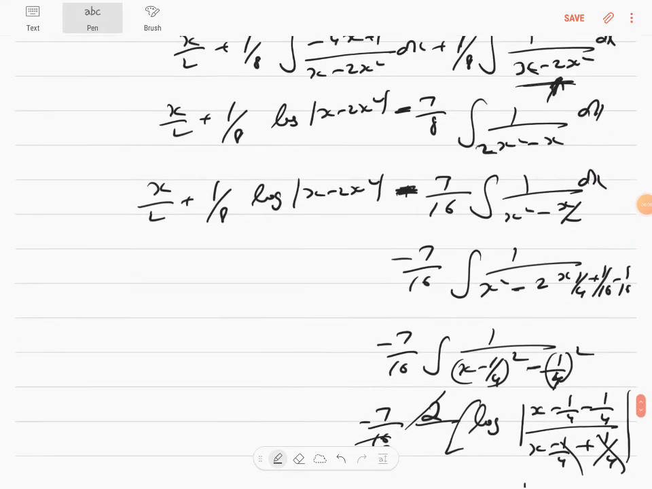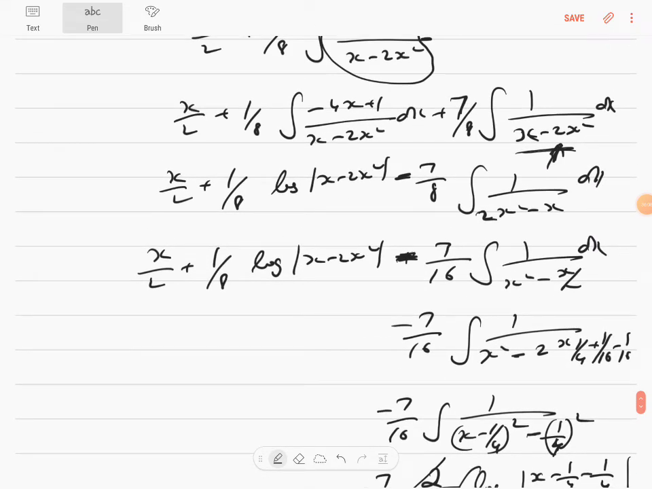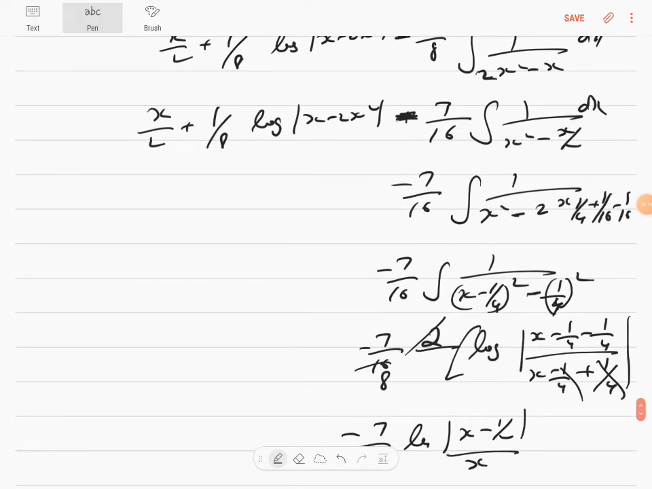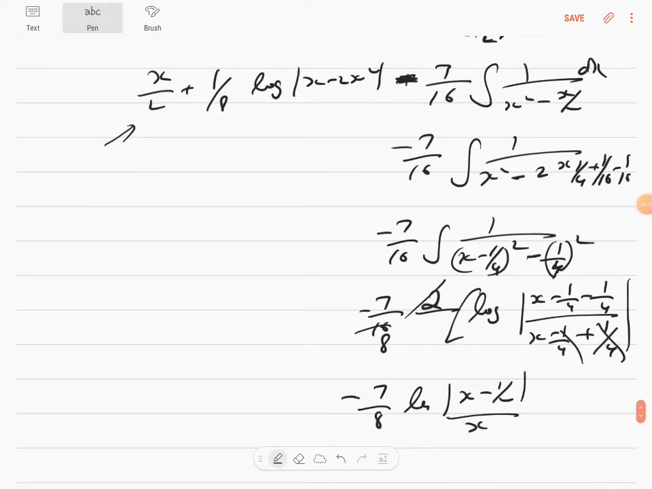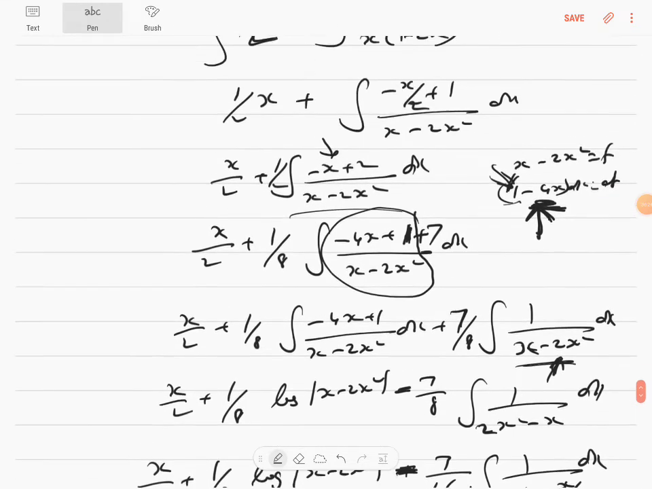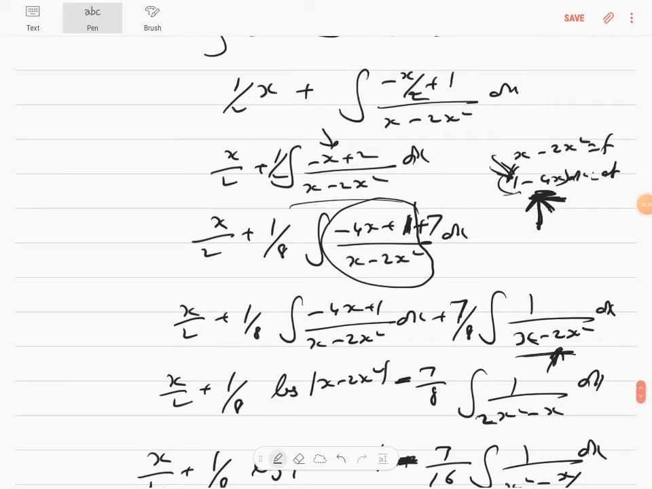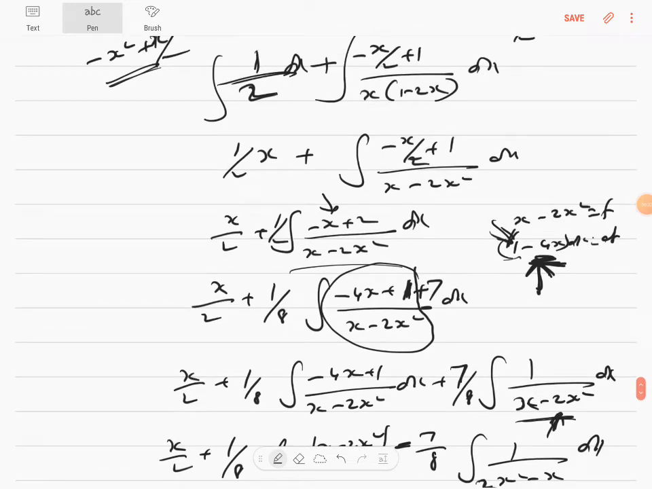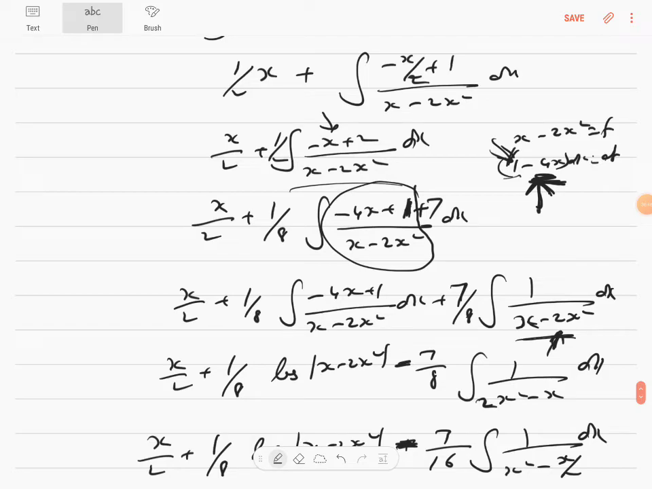I don't know if my answer is right. It's such a huge sum, 7.5. Let me check my answer for the sixth sum. So I already have an x by 2. Okay, I already have an x by 2. I have a 1 by 8. How did I get the 1 by 8? x by 2 plus 1 by 8. Yeah, multiply it and divided by 4. Yeah, so it will be 1 by 8 minus 4x plus 1 plus 7 by 8.